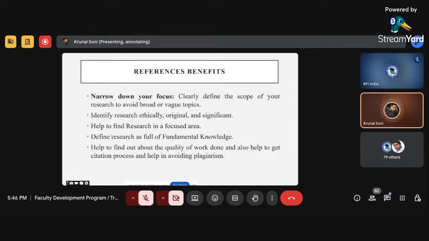So what is the benefit of having the references out of all this process? References is always going to help you narrow down your focus and avoid the gap between the topic that you need to cover. Why? Because references is always going to bring the researcher nearer to the fundamental ground of the theory, so that it will bridge the gap between those particular aspects.